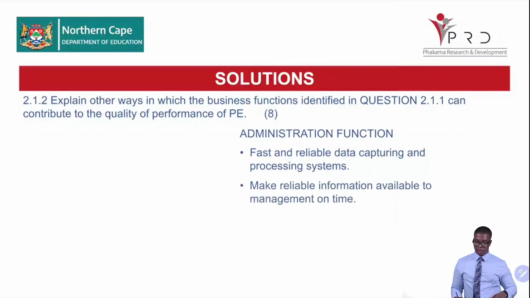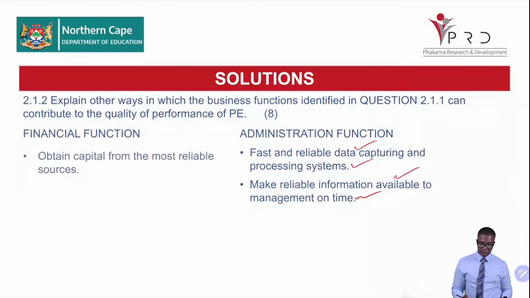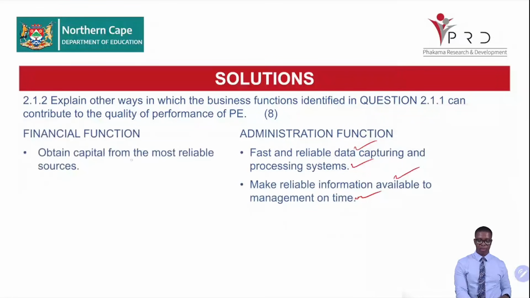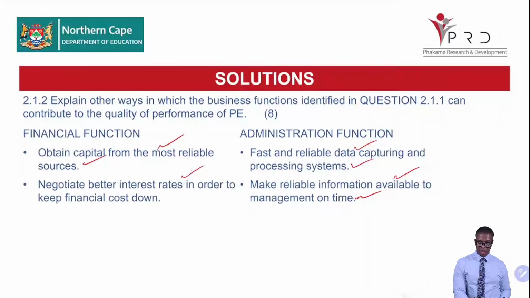Administration will contribute to the success of the business by making sure that there's fast and reliable data capturing and processing of systems, making reliable information available to management on time. Another one would be the financial function. The financial function can contribute to the success or quality of performance by obtaining capital from the most reliable sources, and another one might be to negotiate better interest rates in order to keep the financial cost down.